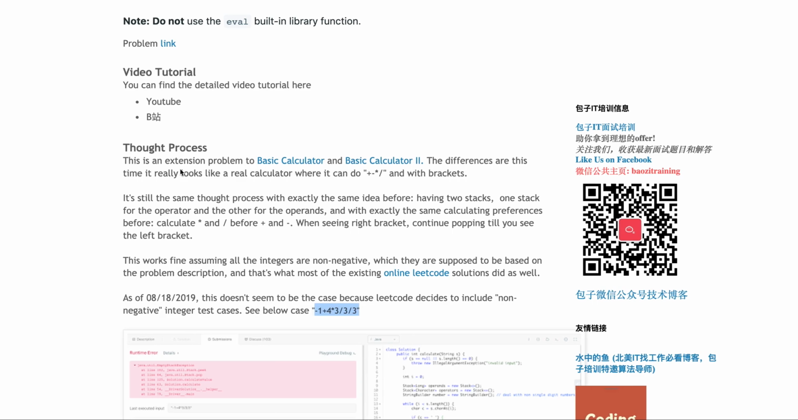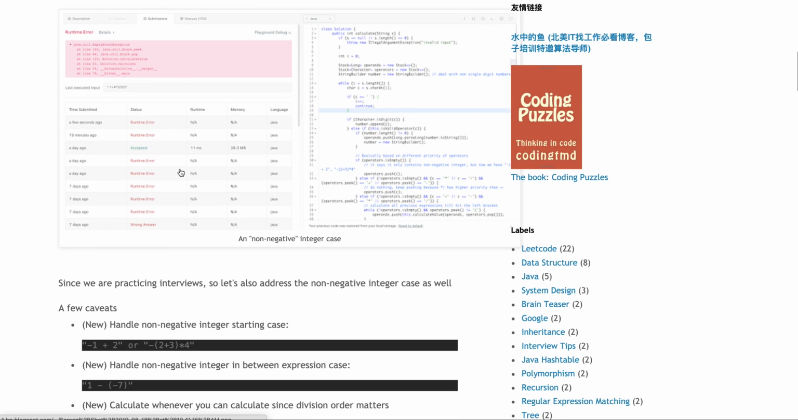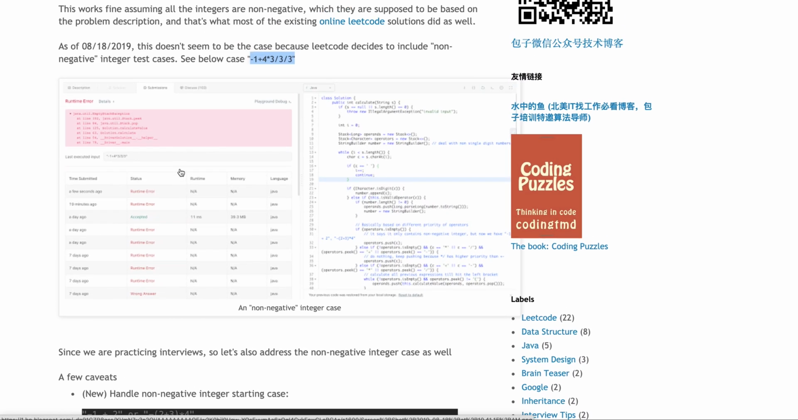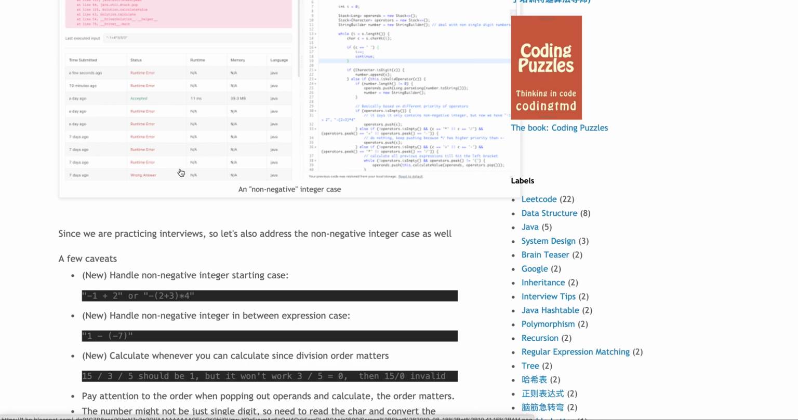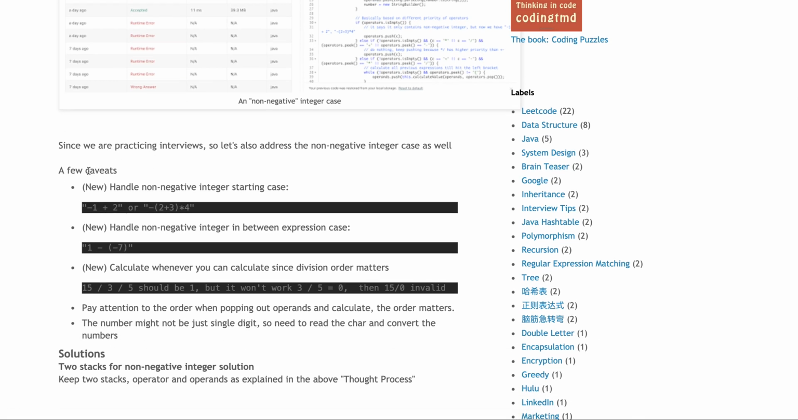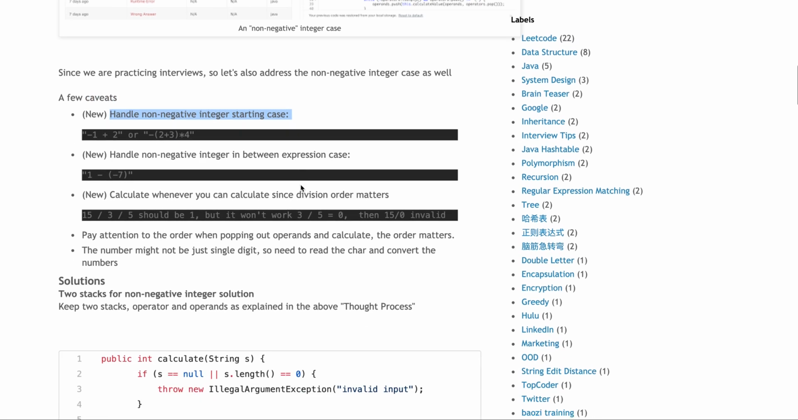So how do we handle that? I think for that problem, Leetcode is wrong, but because we're practicing interviews, we shouldn't really whine about Leetcode being wrong, we should actually just code it up. A few caveats for the problem, even for both of the cases: how do we handle the negative integer starting case?